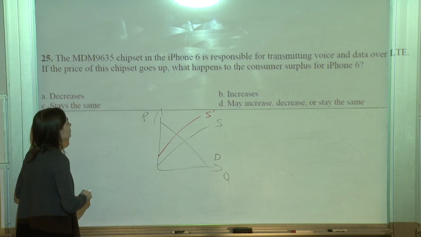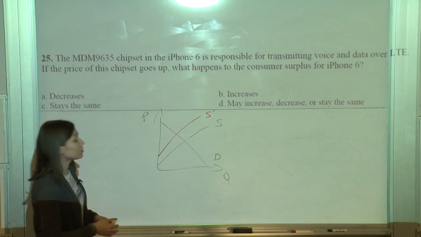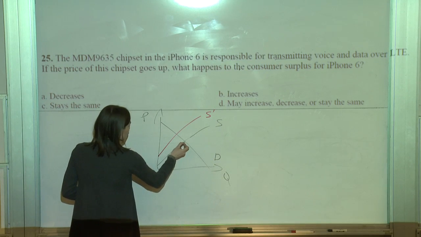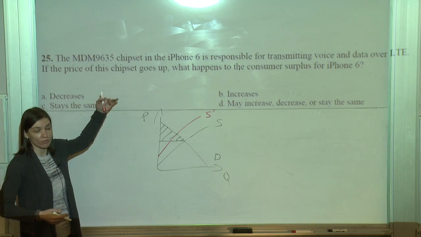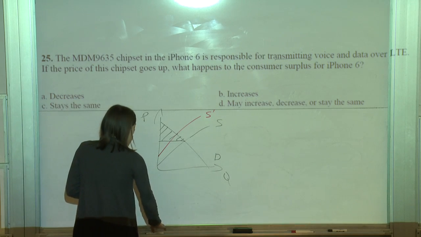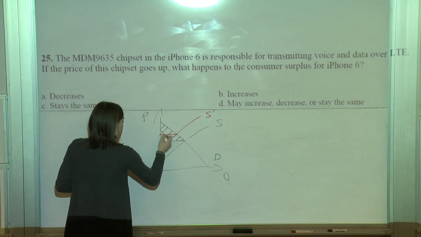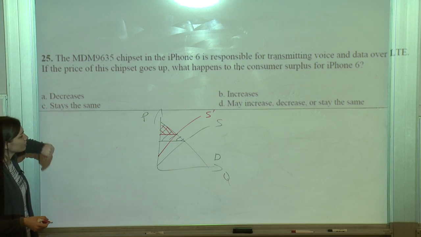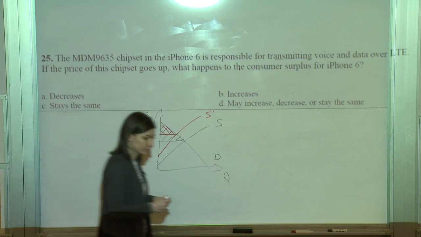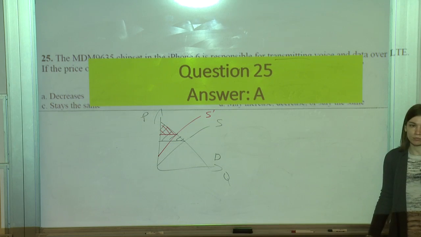The question is about consumer surplus. So original consumer surplus is this, correct? That's above the price, below the demand curve. Now with the shifted supply, the consumer surplus is this, right? Again, above the price, below the demand curve. So what happened to it? Decreases. It's pretty straightforward. Right, so in questions like this, it really helps to draw the picture. You can clearly see what's going on.